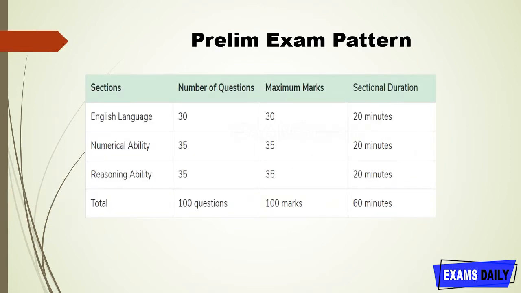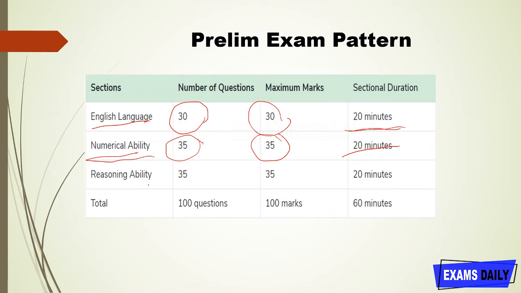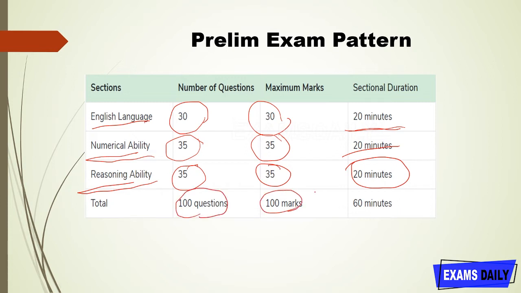And this is the preliminary examination pattern. It comprises English language for 30 questions for 30 marks, and the time duration for English language is 20 minutes. For numerical ability there are 35 questions for 35 marks, to be completed in 20 minutes. And for reasoning ability, there are 35 questions for 35 marks, and the time duration is 20 minutes. In total you are going to write this examination for 100 questions and 100 marks, and the total time duration is 60 minutes, that is 1 hour.